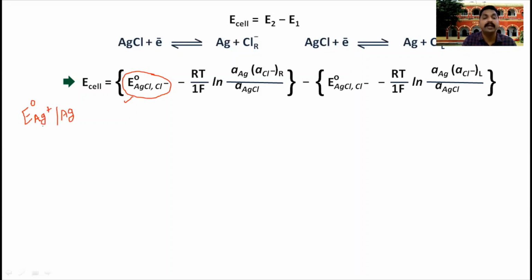Ag plus, as Ag gets reduced, this is being represented like AgCl. Instead of Ag plus we are writing AgCl, and it is giving chloride ion also. Here chloride ion is actively participating in the reaction. That is why here we are showing chloride ion. Thus E cell is equal to E naught AgCl to Cl minus, minus RT by N.